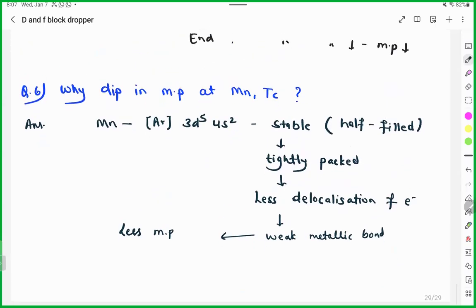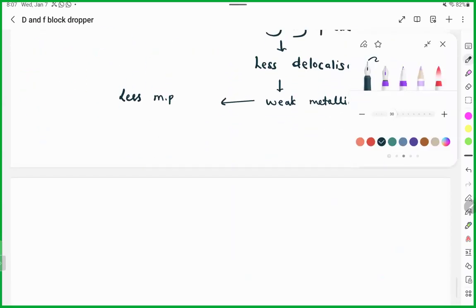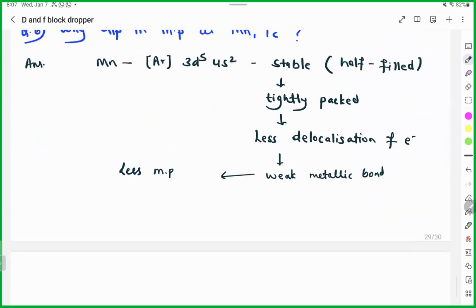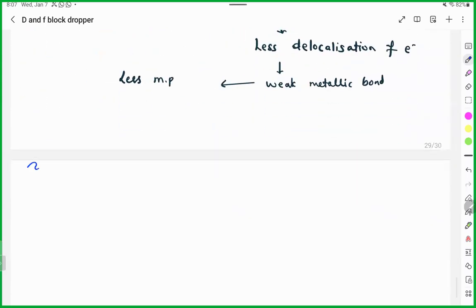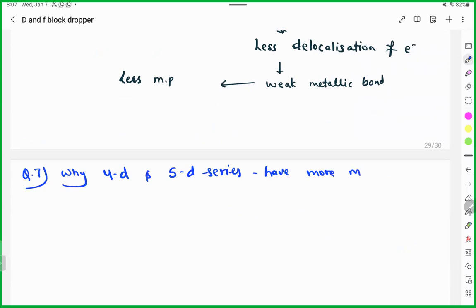Next, Samarth, why do 4D series and 5D series have more melting point compared to 3D series? Why do 4D series and 5D series have more melting point than 3D series? Is it because of mass?